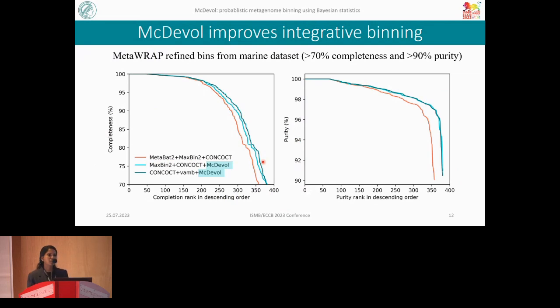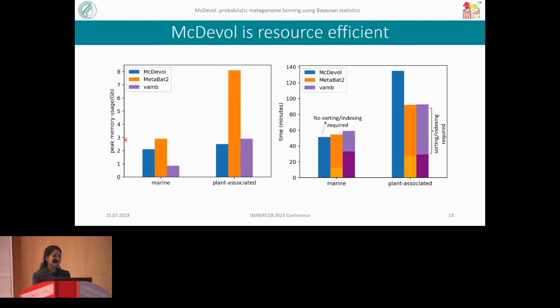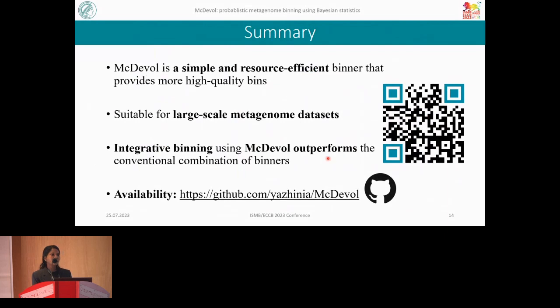We know that MetaBat2 is best in terms of time and memory usage. We see that when we look at peak memory usage, McDevol requires lower peak memory than MetaBat2, and time is also comparable. In summary, McDevol is a very simple, resource-efficient binner that provides more high-quality bins, thereby suitable for large-scale metagenome data analysis. McDevol can be considered one of the good choices for integrative binning. The tool is freely available on GitHub. You can use the QR code.